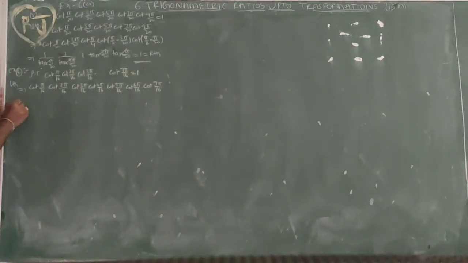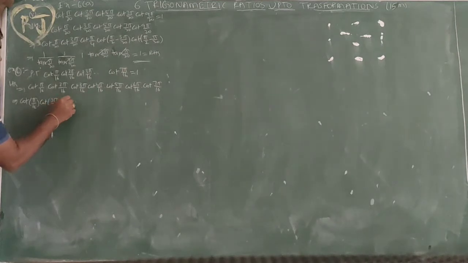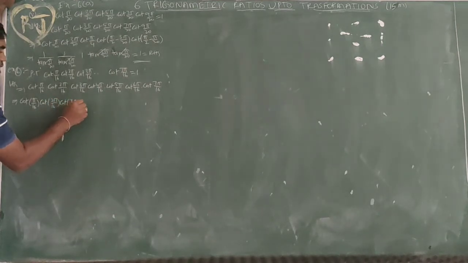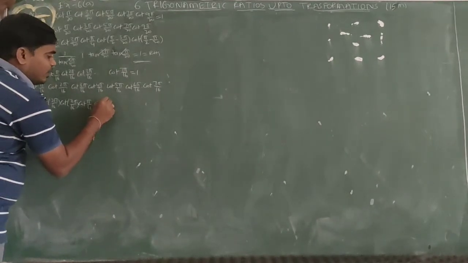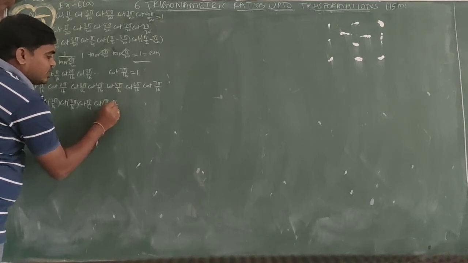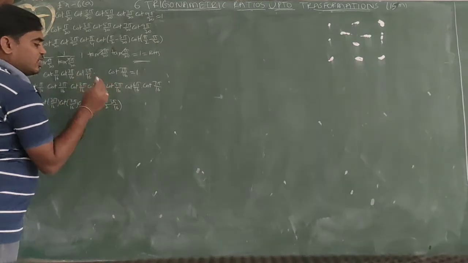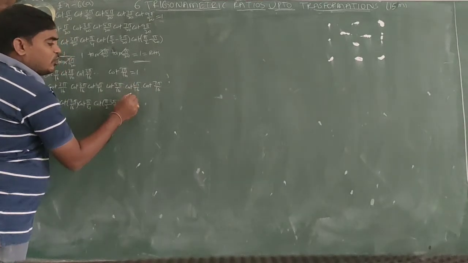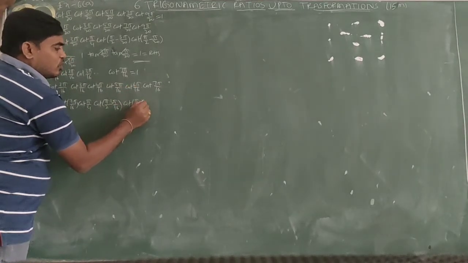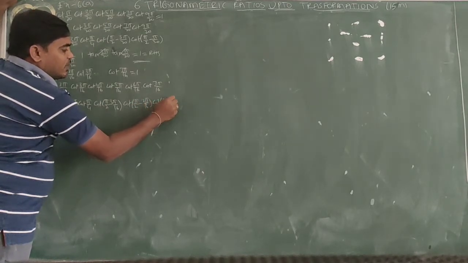So cot pi by 16, cot 2 pi by 16, cot 3 pi by 16, cot 4 pi by 16 which is cot pi by 4, cot pi by 2 minus 3 pi by 16. So pi by 2 is half, and how much less? 3 less, that is 3 pi by 16. Cot pi by 2 minus 2 pi by 16, since 8 minus 6 is 2. Cot pi by 2 minus pi by 16.